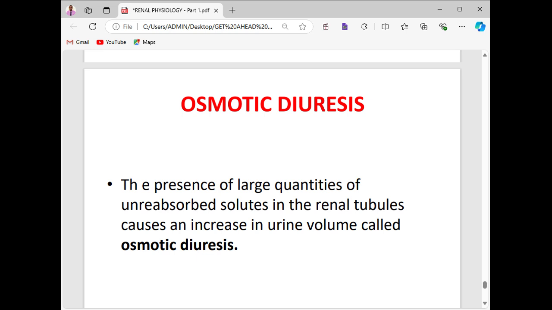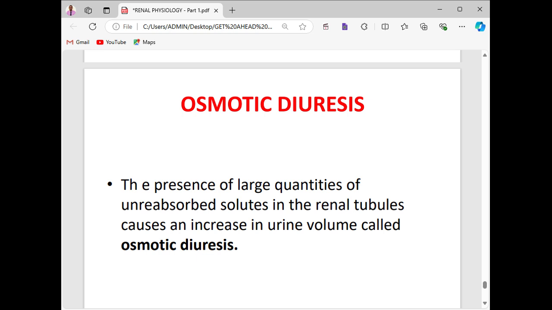impaired concentration ability of the kidneys. And what could be the causes of this osmotic diuresis? Number one, it can have to do with hyperglycemia, that is diabetes mellitus. We can have uremia, which has to do with renal failure. We can have mannitol administration, which are just diuretics. We can have glucose intolerance, as well as inherited disorders, for example diabetes insipidus.